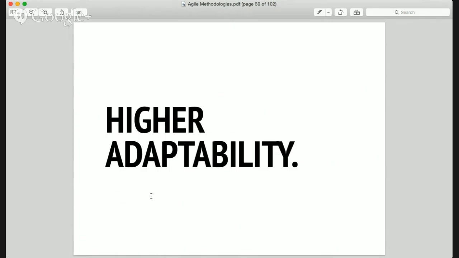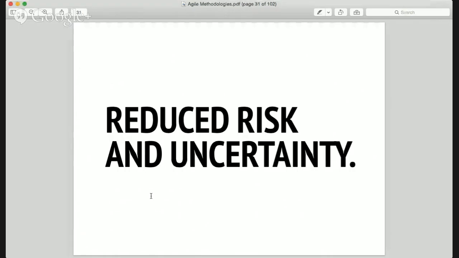Okay? You can adapt faster to changes that the customer makes. And most importantly, I think, is the fact that you get reduction in the risk and uncertainty of planning. The more you practice Agile, the better you're going to get at estimating how long it takes to do a certain feature or product requirement. We'll come back to this at the very end.